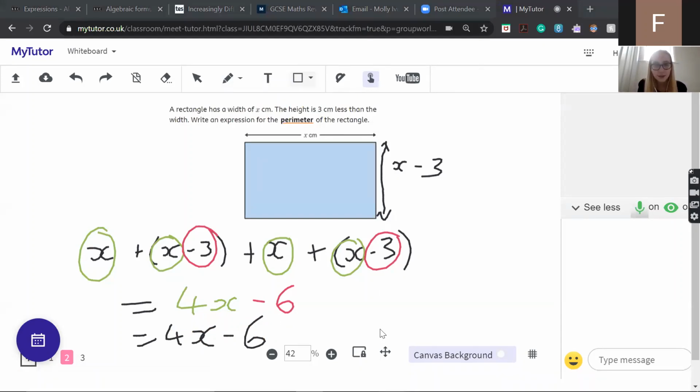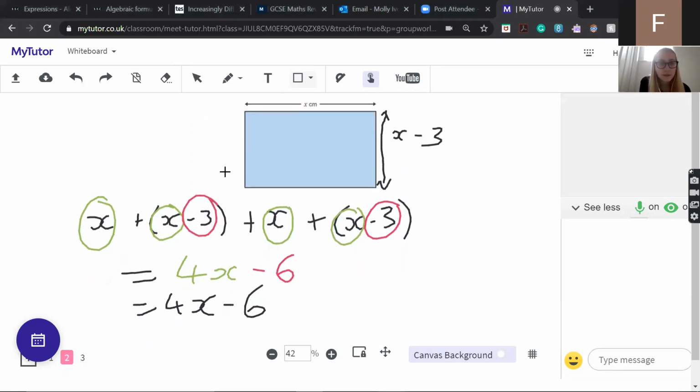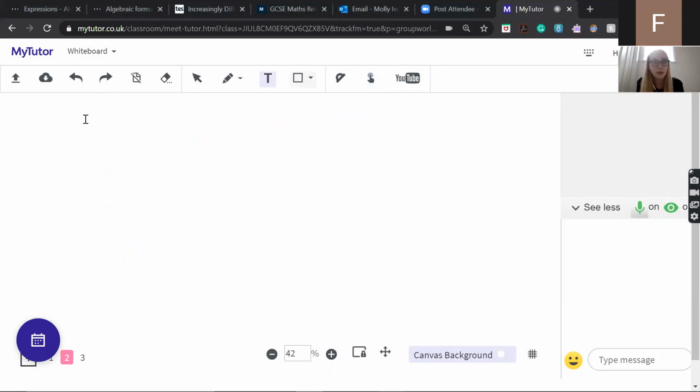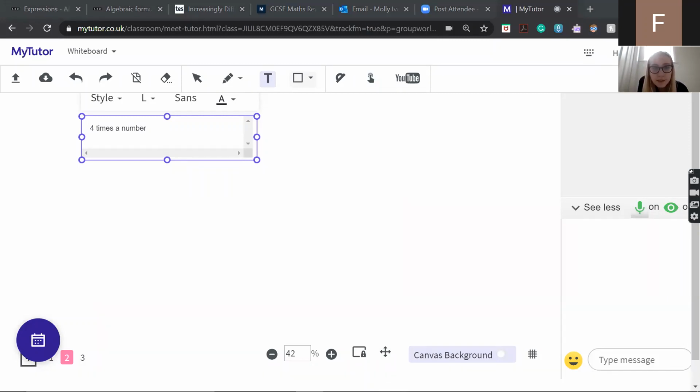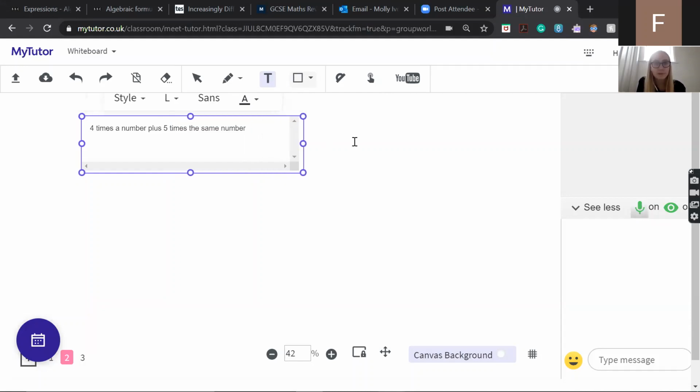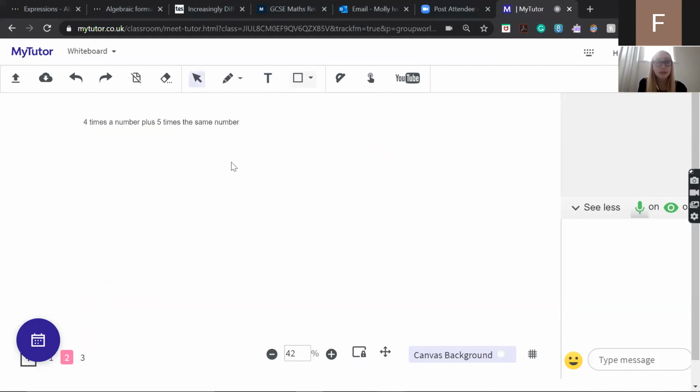And somebody else has asked, 4 times a number plus 5 times the same number. Write an expression for that. So I'll just write that one out quickly, just because someone's got a question. So it was 4 times a number plus 5 times the same number. And we want to write an expression for that. So this is a good example actually, because sometimes we have to come up with the letters ourselves. We're not actually told that anything is n or x or anything.